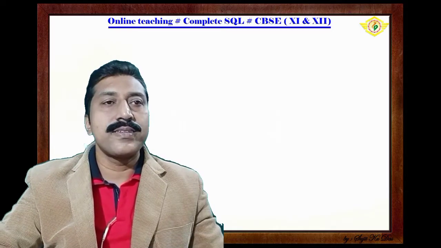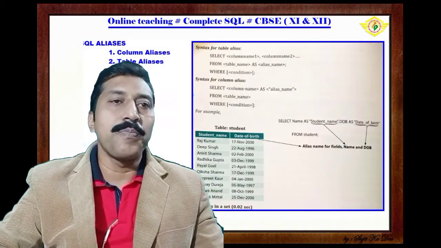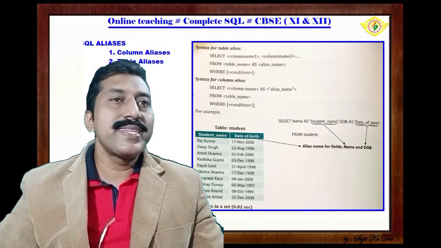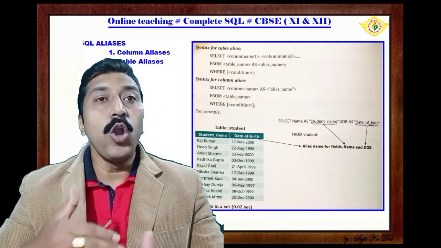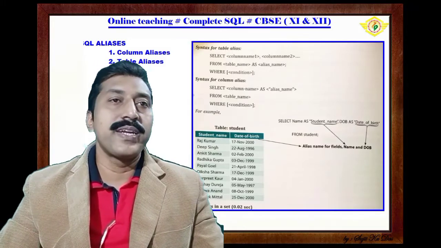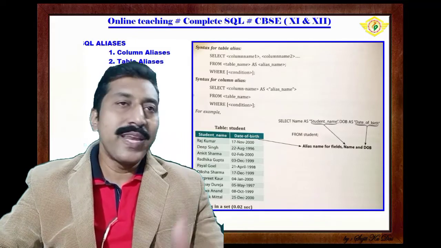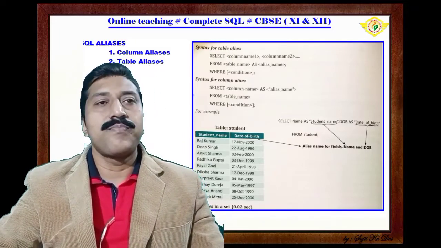Now we'll discuss SQL aliases. Alias means a copy. SQL aliases are used to give an alternate name, that is, a temporary name, to a database table or a column in a table. We can give column aliases, table aliases, etc. I am giving one example.